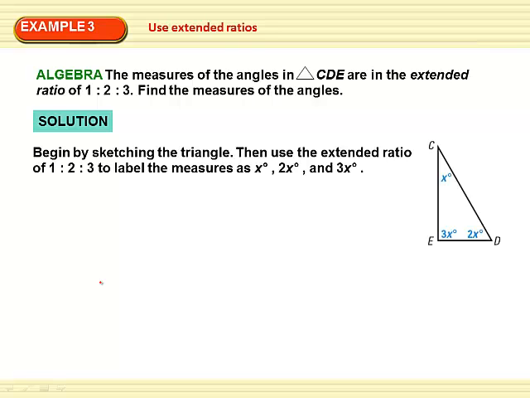So here's my labeled figure. So I have x, 3x, and 2x. And you have to ask yourself what the angles of a triangle add up to. And that was the triangle sum theorem.